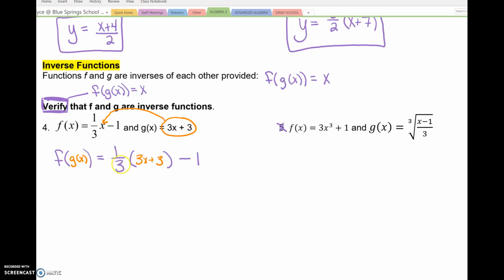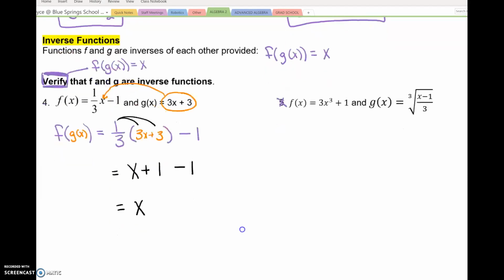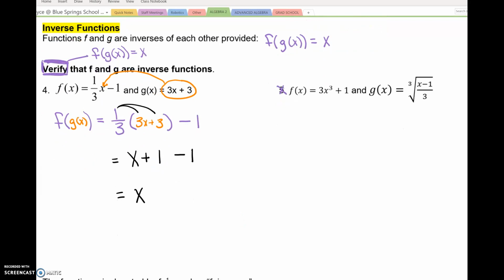If we distribute, what's 1/3 times 3? Anyone? 1/3 of 3? 1. 1/3 times 3 is 1. So if we distribute, we will end up with 1x plus 1, and then we have the minus 1 from after the parentheses. Positive 1 and negative 1 is 0, so we end up with just x. If you end up with just x, then those are definitely inverses of each other.